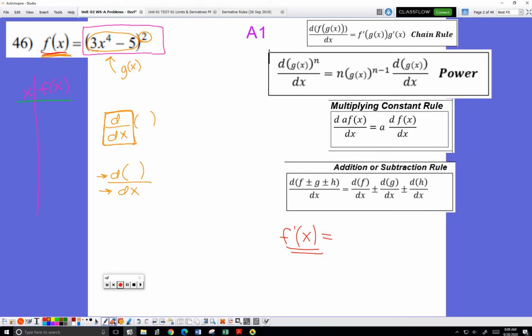So let's do that. On your paper, you've already written f of x equals. On the very next line, you're going to write d over dx of f of x. Like so. So write that down. I'll wait.